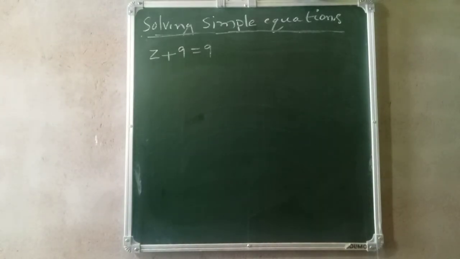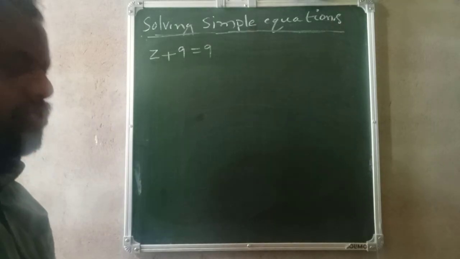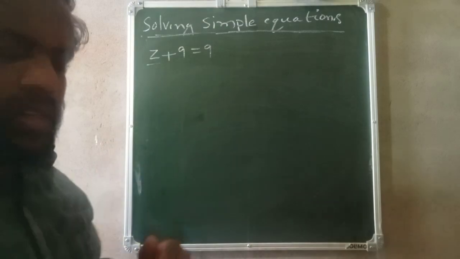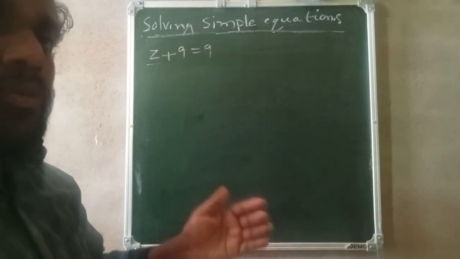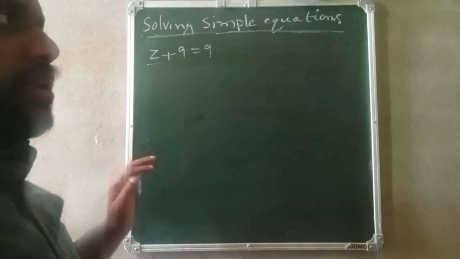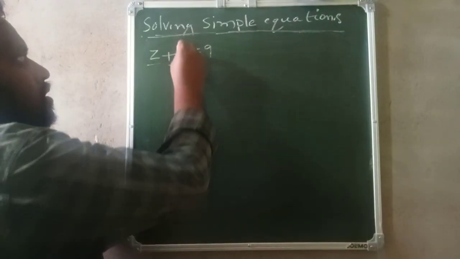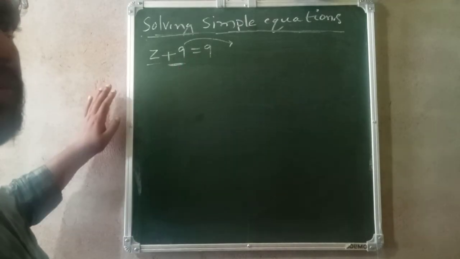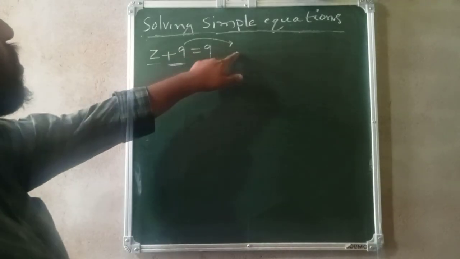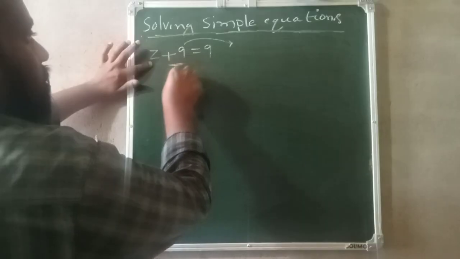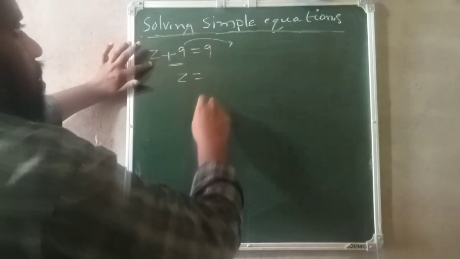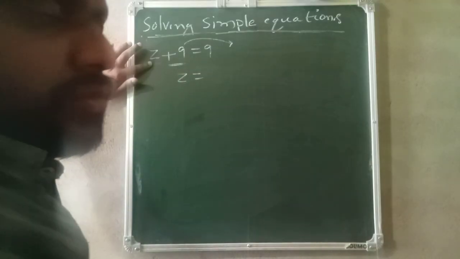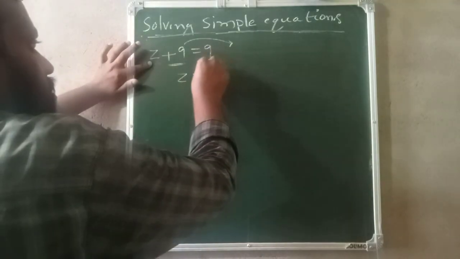So what you have to do first? Keep this z on one side. Remaining whatever is there, we have to move that to other side. Remaining is plus 9. This we have to move this side. So in the next step, before moving this to this side, write this z is equal to, the equal sign should be in one line, one below other. Okay. Next write this 9 as it is.